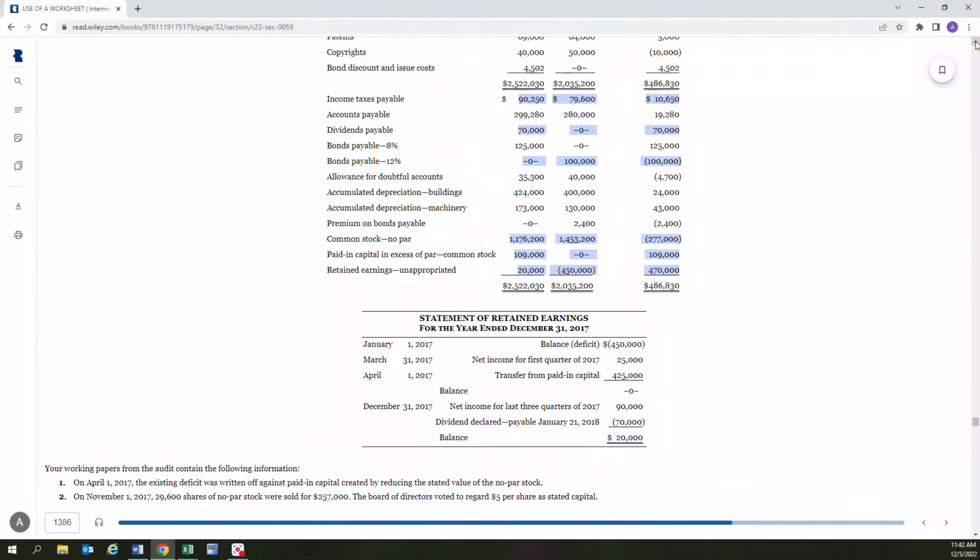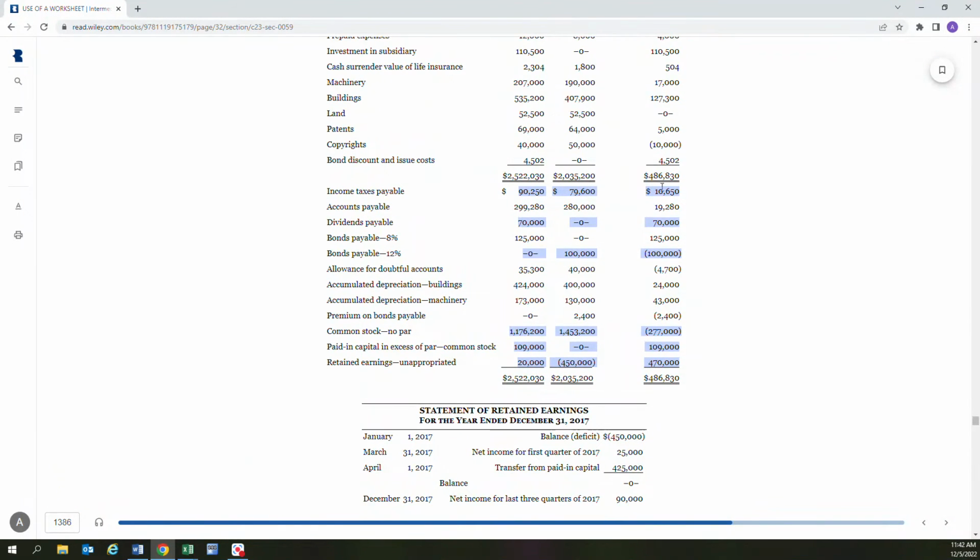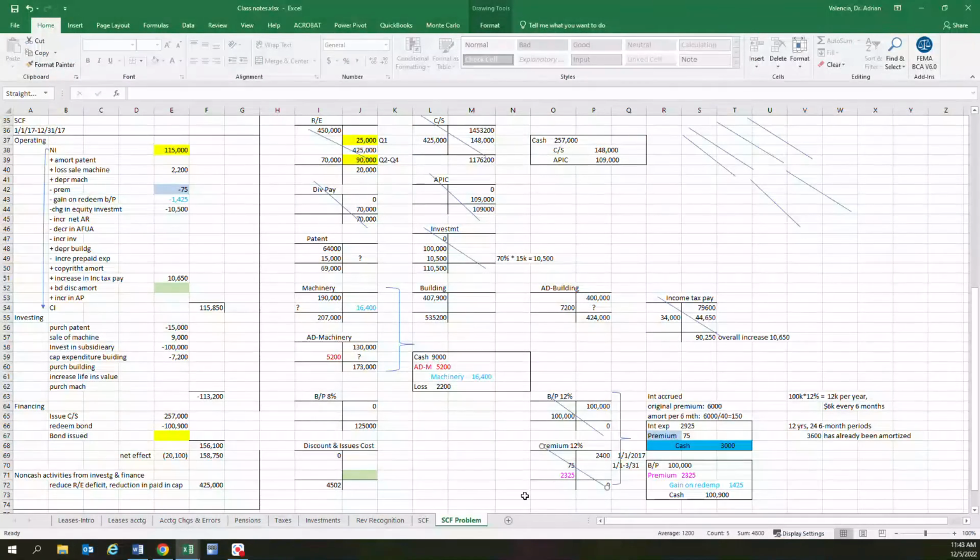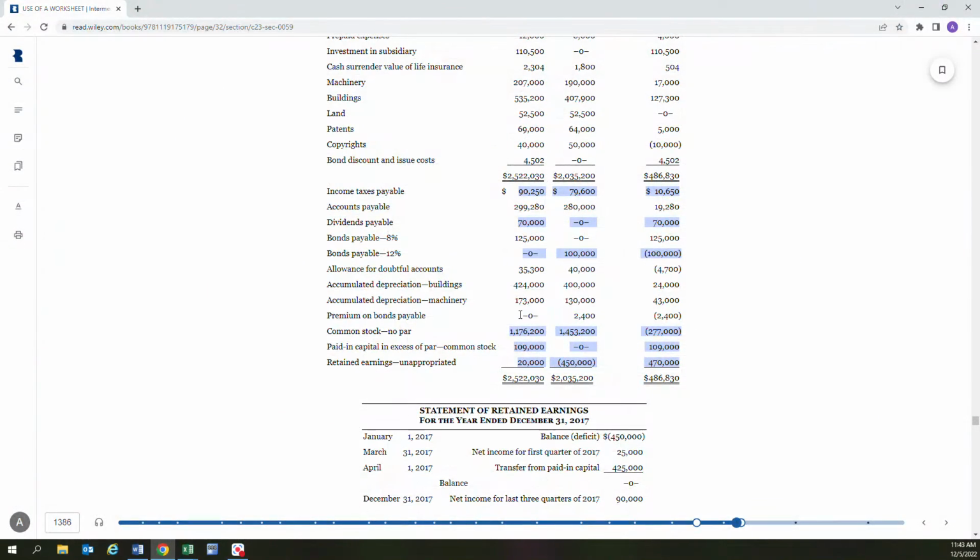And this one had a premium. So here's the premium that we explained. Let me just make sure that's what I'm talking about. Yes, this is the 2,400 premium that went to 0. So that's this one here. So we can highlight that one as well.